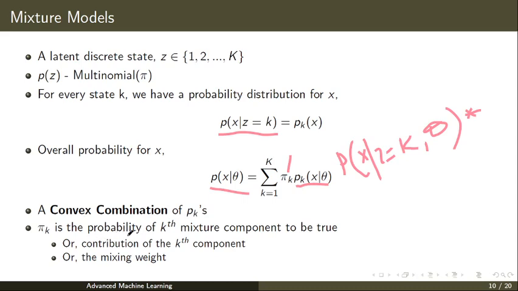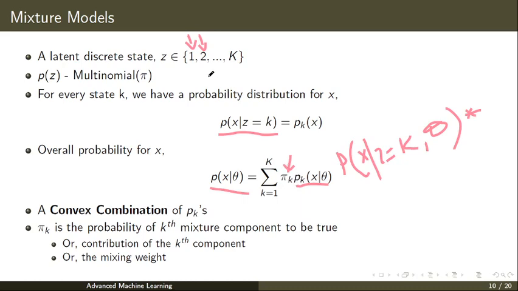So pi k is the probability of the kth mixture component to be true, or the contribution of the kth component. Pi 1 is the first component's contribution, pi 2 is the second component's contribution, and so on. So this can be treated as something like an expert. Here there is one expert, here there is a second expert. What is the contribution of the first expert, second expert, etc.? Sometimes we call it a mixture of experts also. This can be calculated as a weightage factor, so we call it a mixing weight.